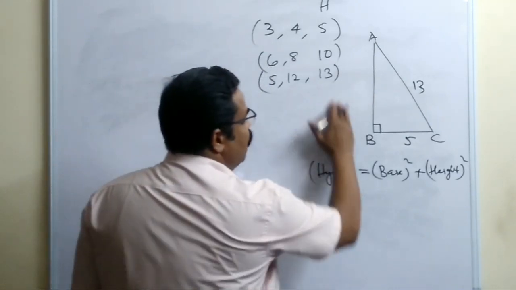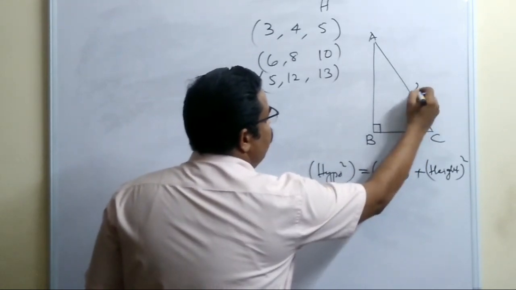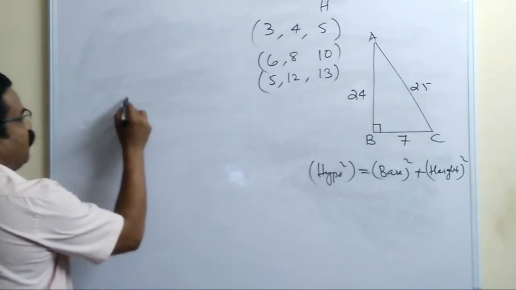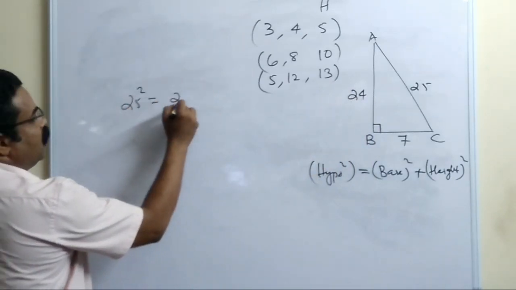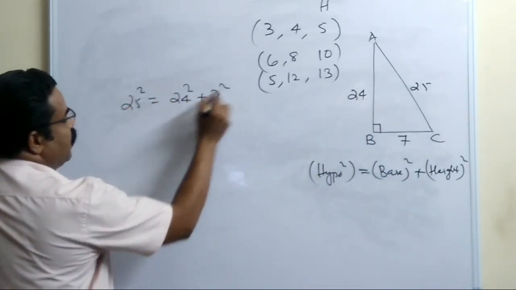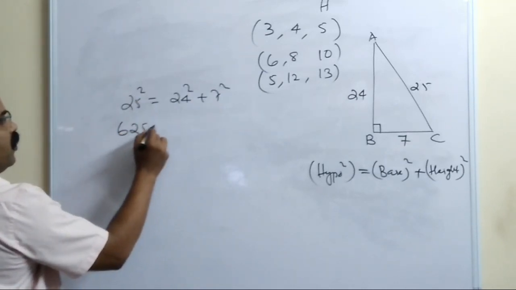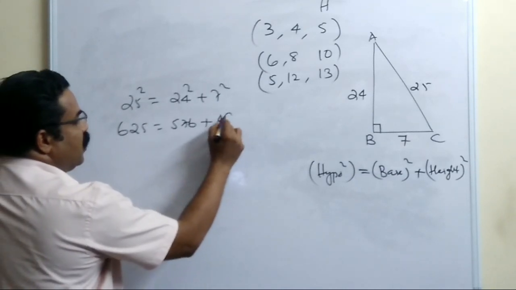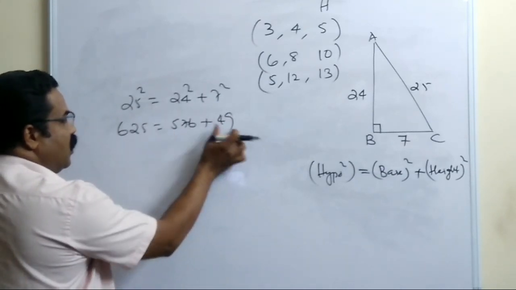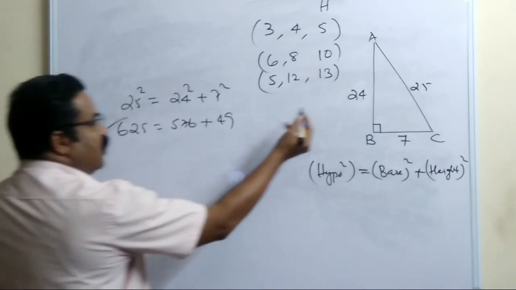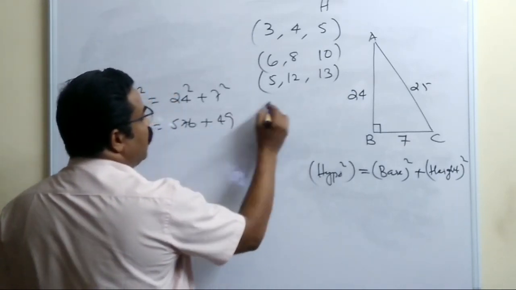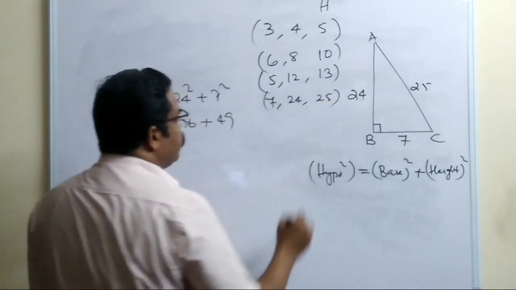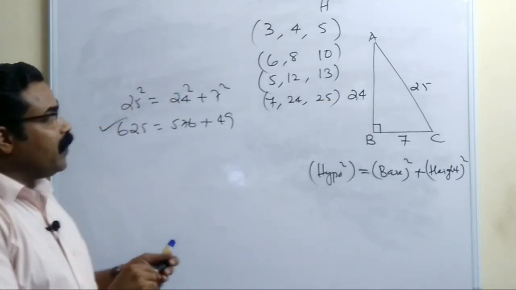Last one more example we will see. We can take this as 25, we will take this as 24 and this as 7. So let us see, 25 square should be equal to 24 square plus 7 square. So 25 square is 625, 24 square is 576 and 7 square is 49. 576 plus 49, you are getting 625. So that is also a Pythagorean triplet. Which are the Pythagorean triplet? 7, 24 and 25. So this way you can find out lot of Pythagorean triplets.